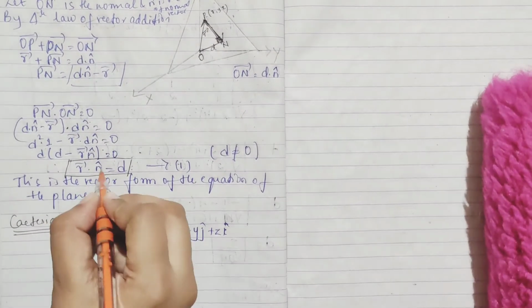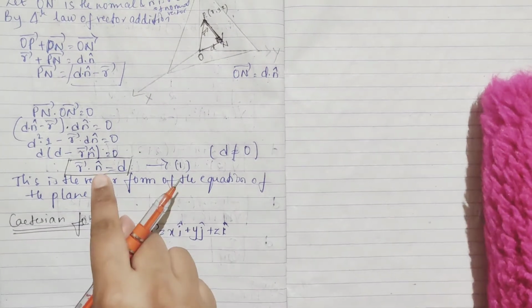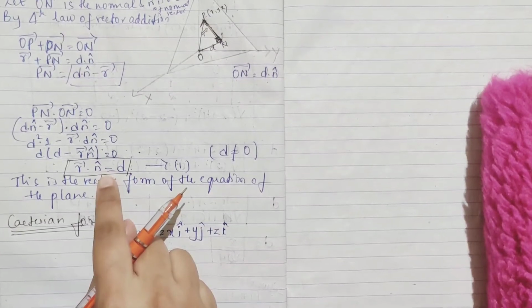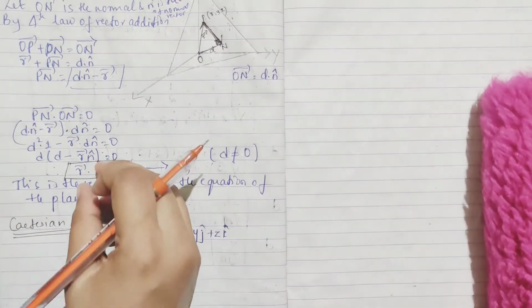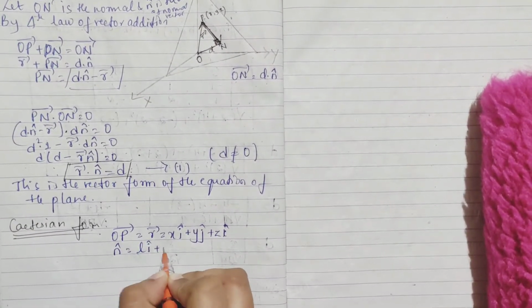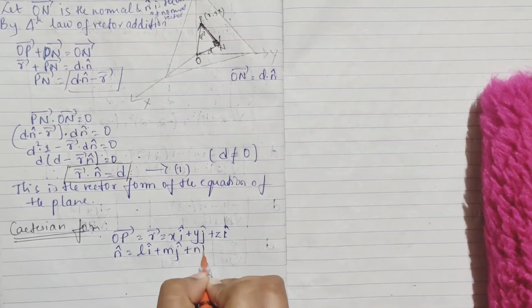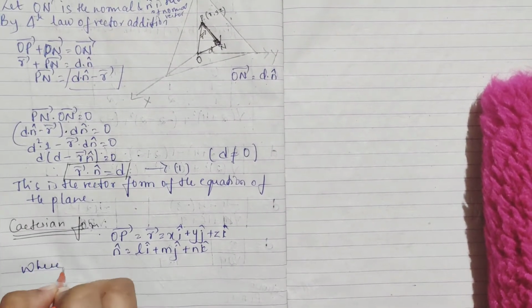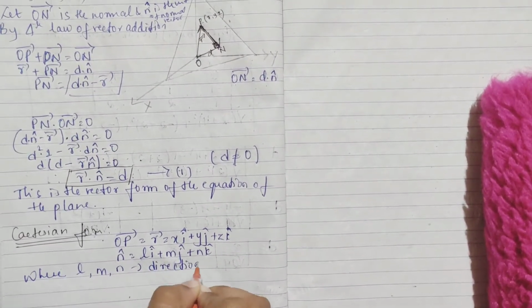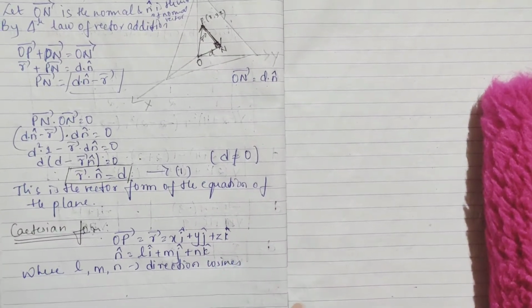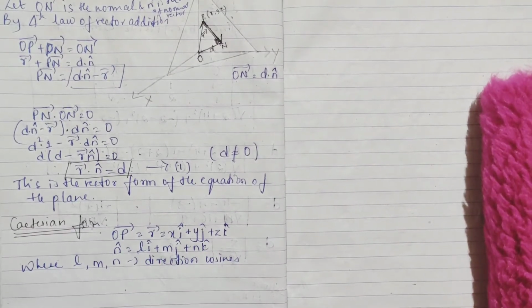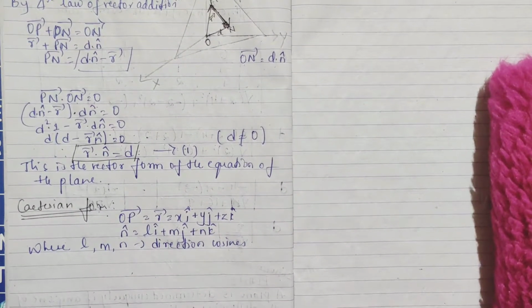And now you have n cap here. So n cap is acting as the unit vector of the normal vector. So whenever you have n cap, we can also write it as l i cap plus m j cap plus n k cap. And your l, m, n are the direction cosines. So don't get confused. Whenever you have n cap as your unit vector, you can take it like this, l i cap plus m j cap plus n k cap. This you have studied in your vector algebra.